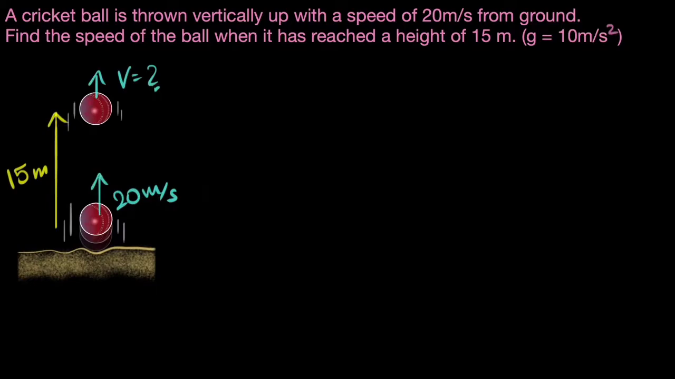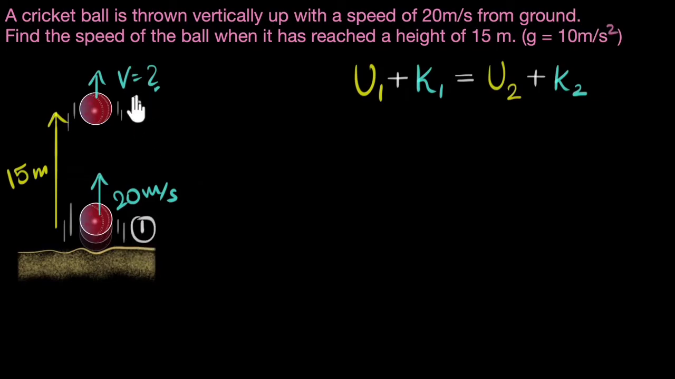Okay, so mathematically we can say the total energy, which is potential plus kinetic, U is for potential, okay? So potential plus kinetic at this point, which we can call point 1, should equal the total energy over here. We can call this point 2. And then we can see if we can use this to try and solve our problem. So let's call this point number 1, and let's call this point number 2. So we need to calculate the velocity at point number 2, right?